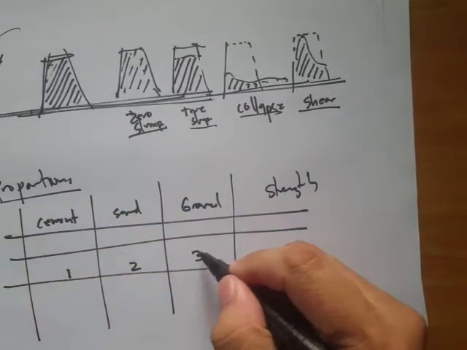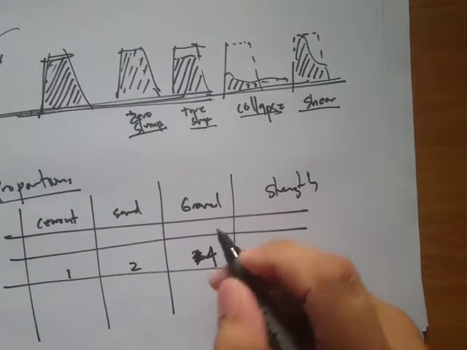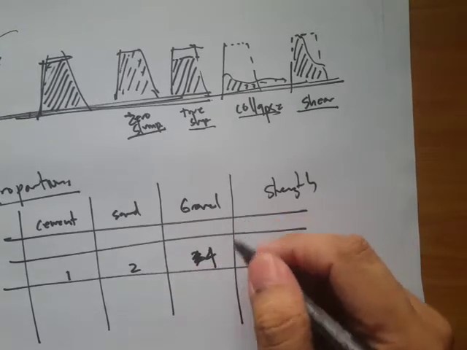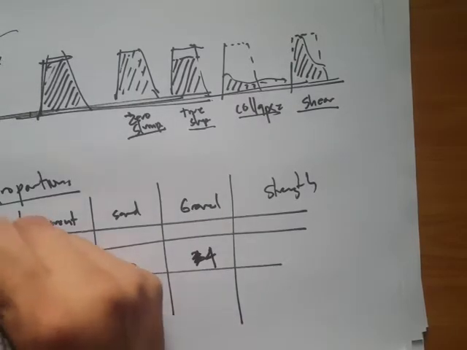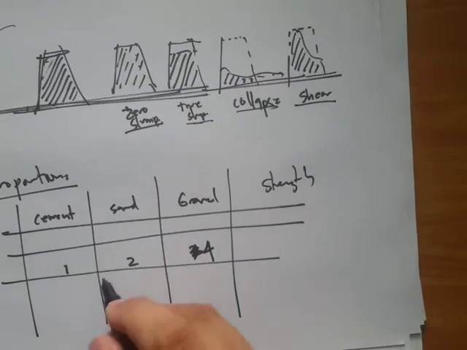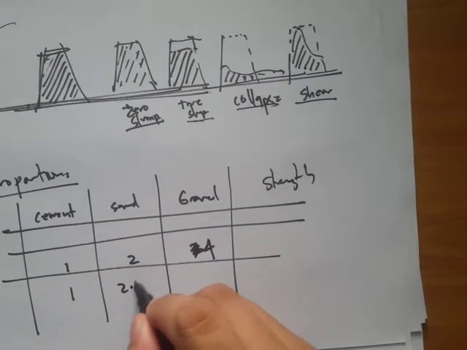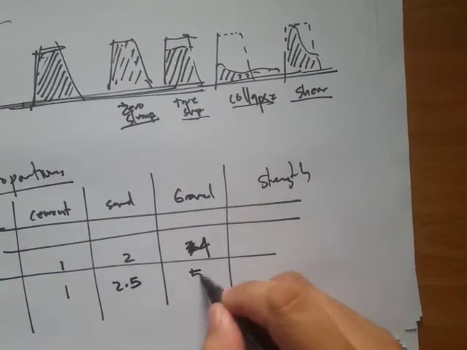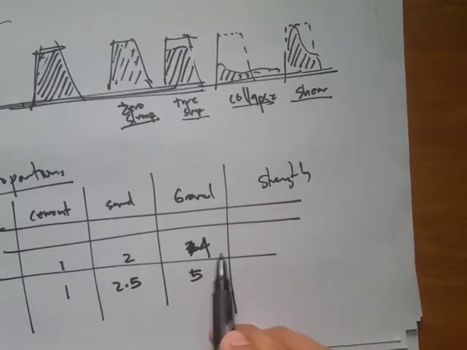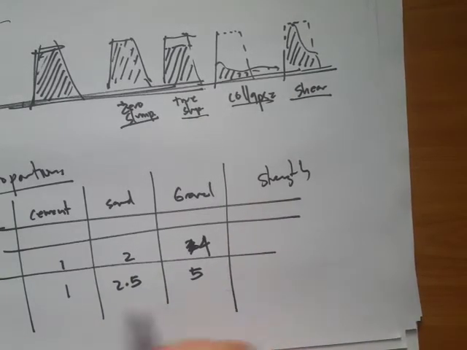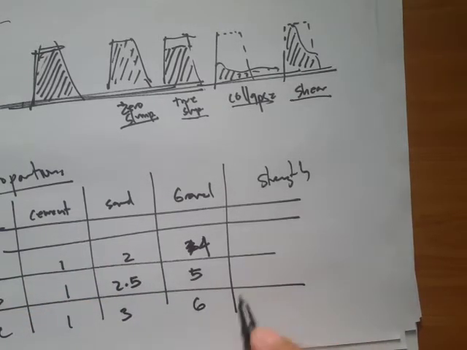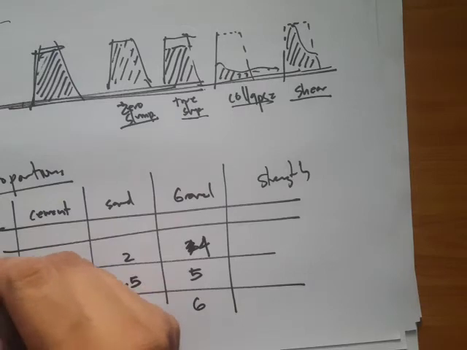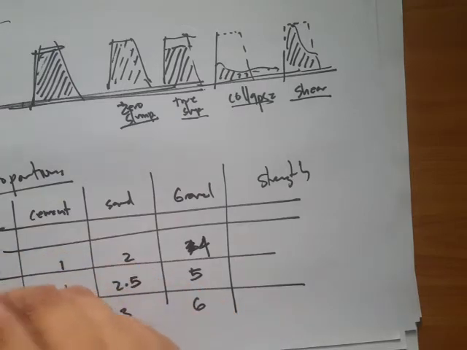Oh, sorry, that's not three. There's supposed to be four. So this mixing proportion, 1:2:4, is what we call class A. If we have 1:2.5:5, you notice it's just times 2, so 2.5 times 2 is 5, then that's going to be class B. And class C is 1:3:6.